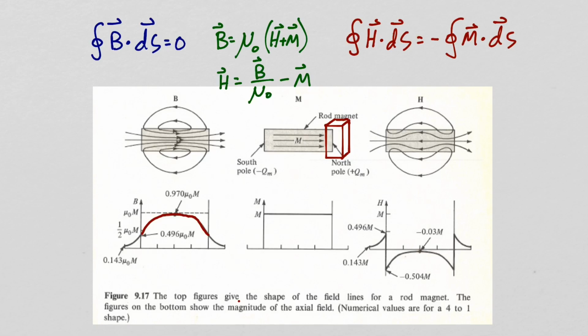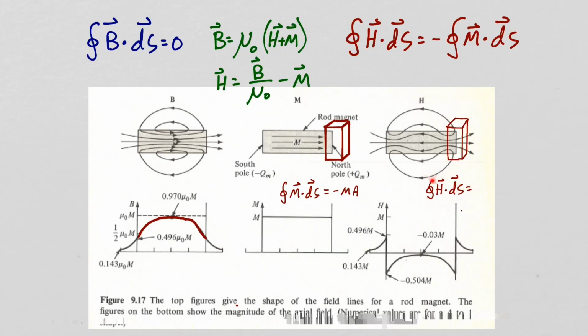Let's place a Gaussian surface around the right-hand side of our magnet. So the magnet only penetrates one face of the Gaussian surface. So the integral of M dot dS around this Gaussian surface will be minus the magnetization times A, the area, and that area is the cross-sectional area of the end of the magnet. The minus sign comes about because M is pointing in the opposite direction of dS, the outward differential surface of the Gaussian surface.